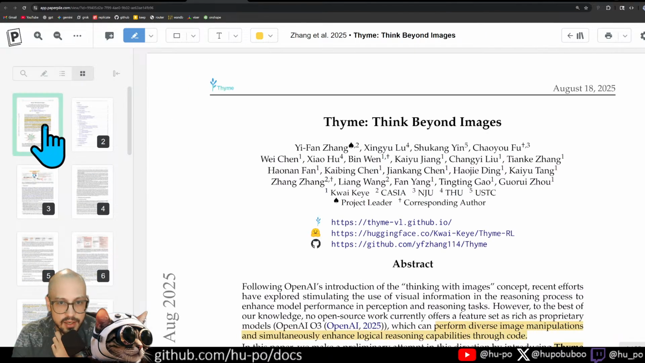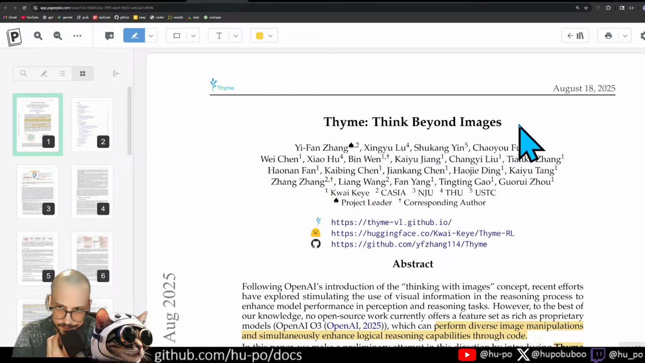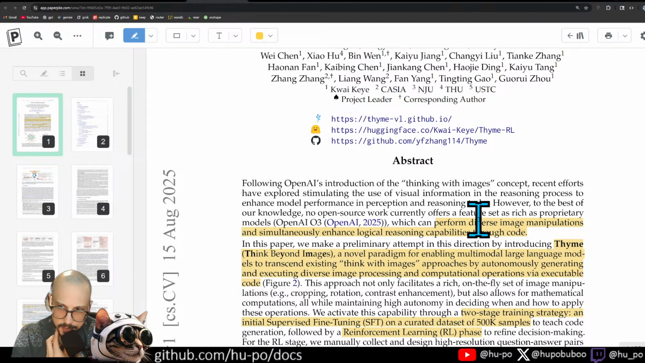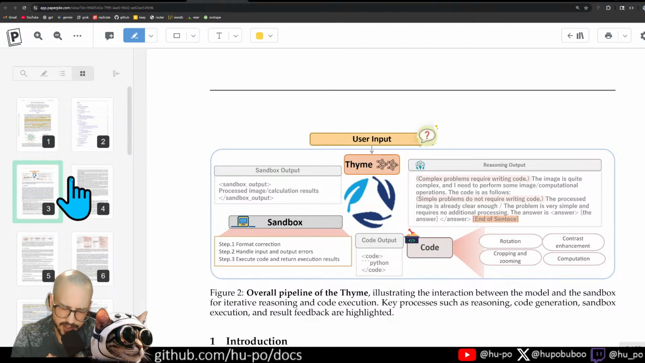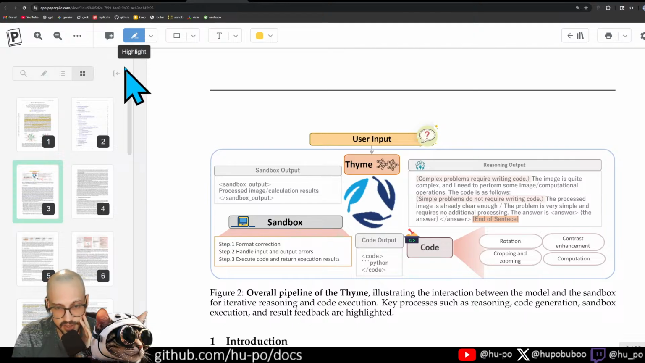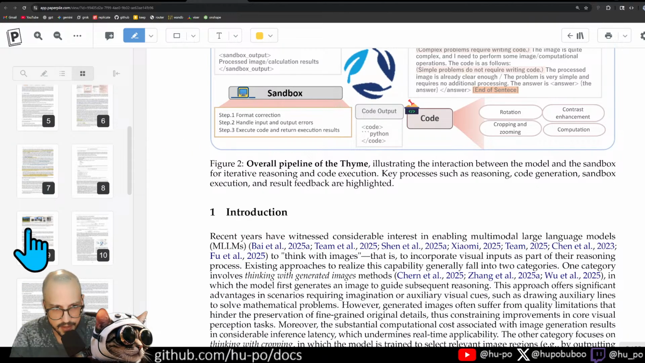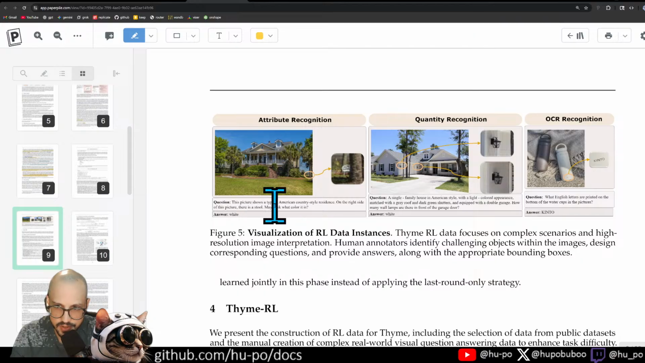Okay. Here's another paper. Time, thinking beyond images. Perform diverse image manipulations and simultaneously enhance logical reasoning capabilities through code. So if you remember, I think it was GPT-4o, or maybe it was o3, but one of the GPT releases where the demo they had was basically a picture and then it would zoom into the picture. So you would ask it: this picture shows a typical American country style residence. On the right side of the picture, there's a stool. What color is the stool?